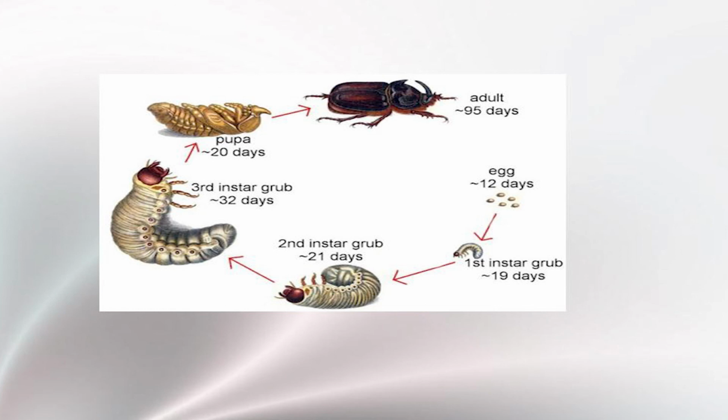It is called a grub, and it crosses three instar stages. After that, it attains the pupal stage. The pupal stage runs up to 20 days. After that, it becomes the adult. It will be available in the coconut palm.